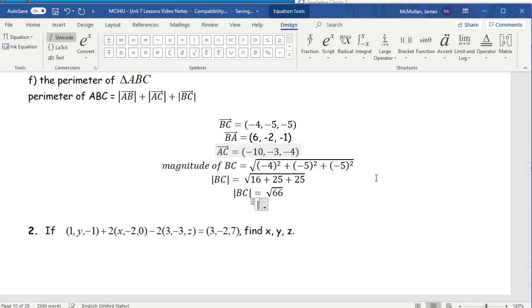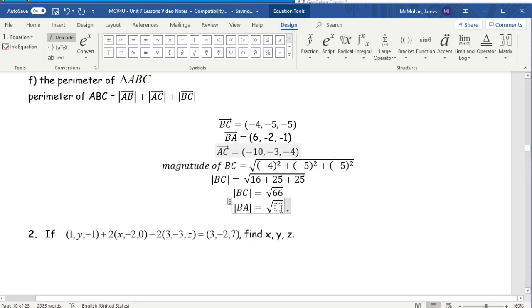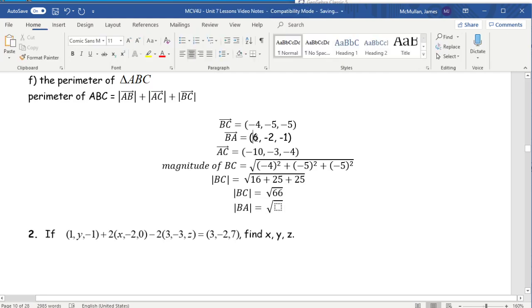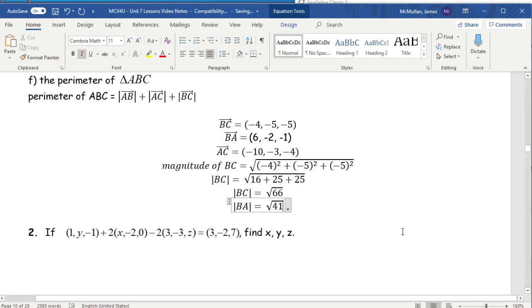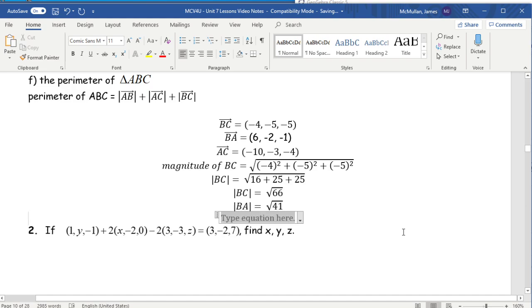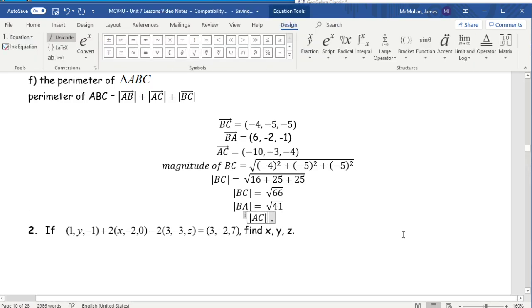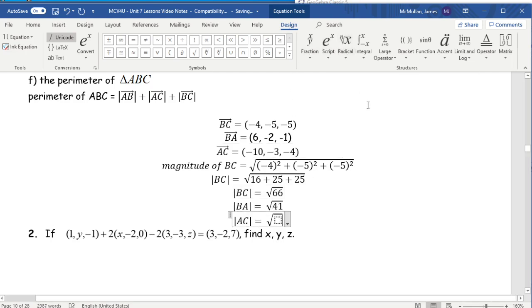Again, let's just do the other ones in our heads. So for vector BA, the magnitude is the square root of 6 squared, which is 36, plus 2 squared, which is 4, plus 1 squared, which is 1. So 36 plus 4 plus 1 is 41. And the magnitude of AC, you would get 10 squared, which is 100, 3 squared, which is 9, 4 squared, which is 16, so the square root of 125.